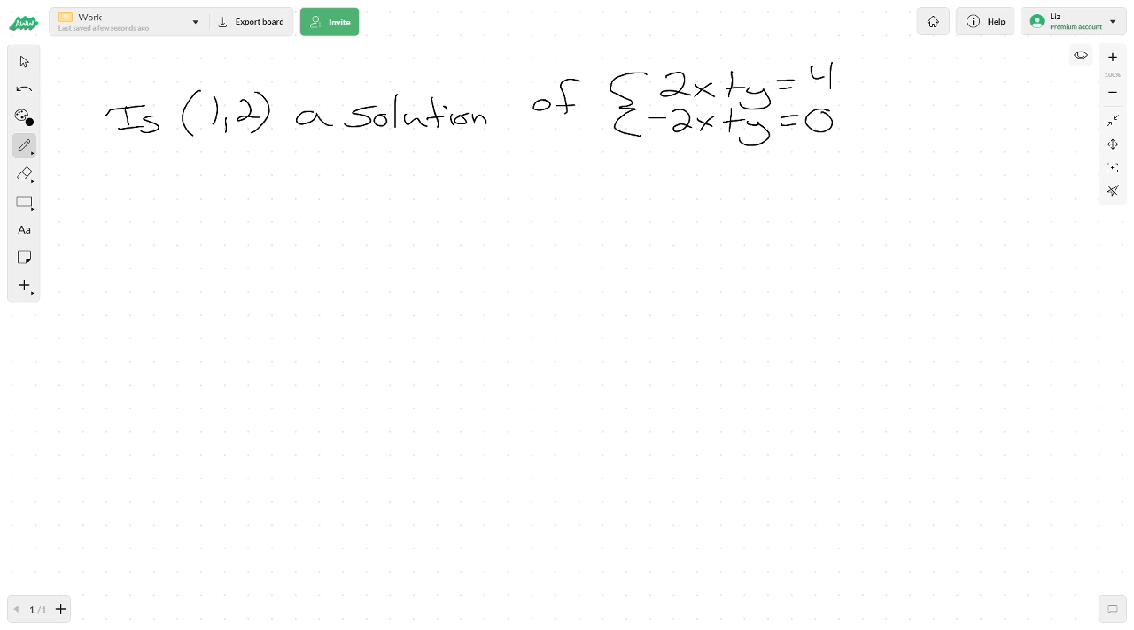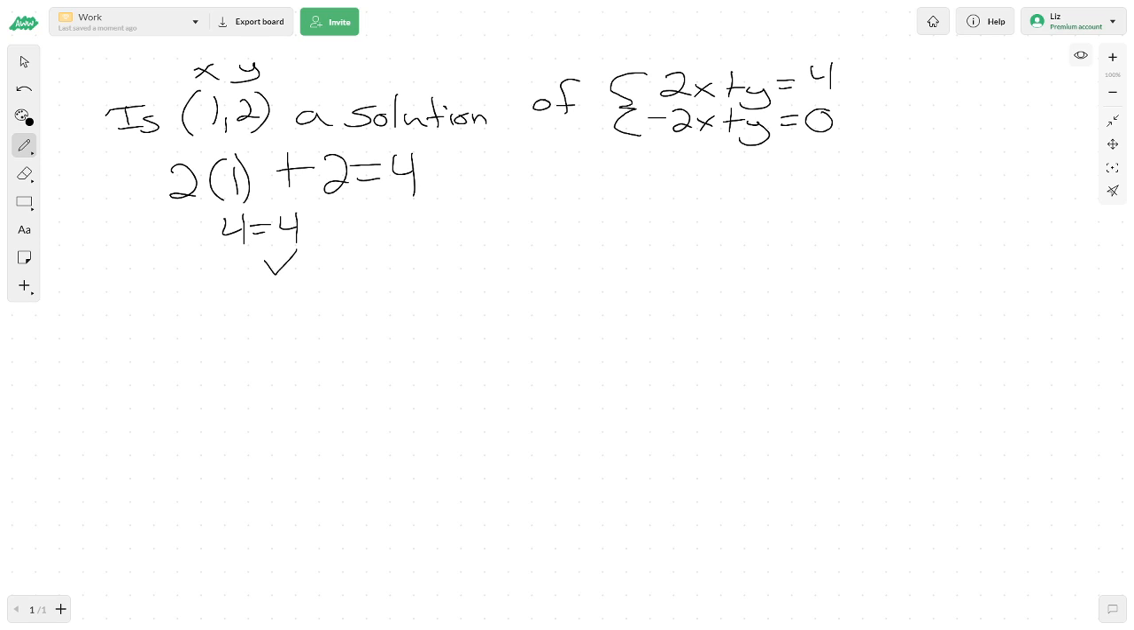So we're looking at the point (1, 2) here, and we want to find out if it's a solution of this system of equations. And you'll know it's a system of equations by this symbol. All right, so we have 2x + y = 4. Well, this is my x value, and this is my y value. So 2 times x plus y equals 4. Let's see if that's true. 2 times 1 is 2, plus 2 is 4. So that one checks out.